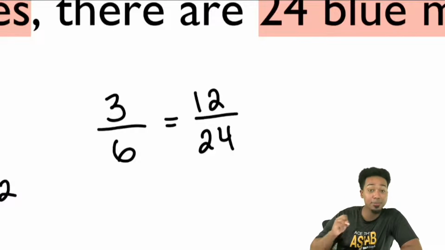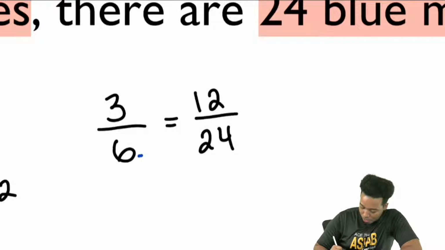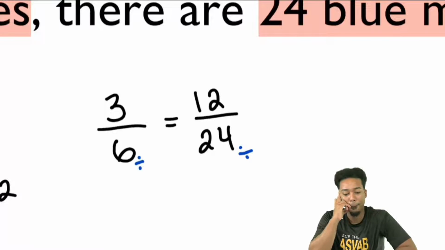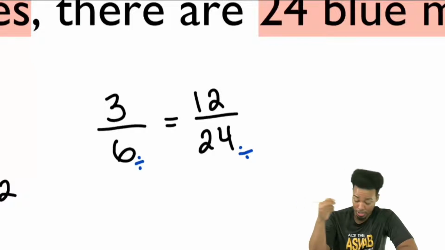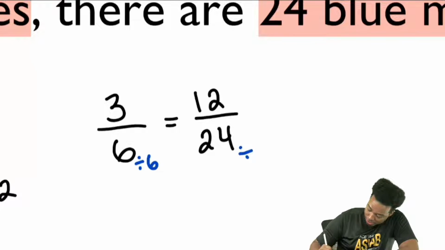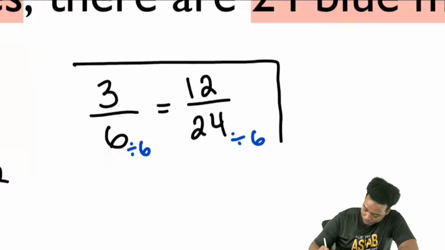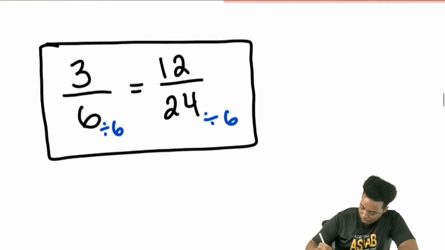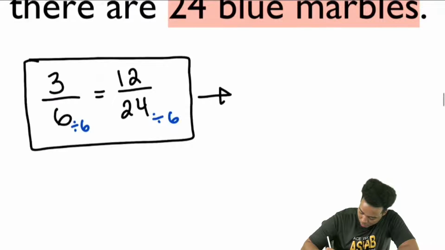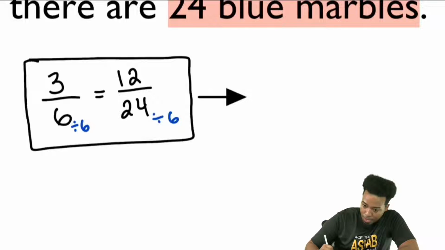I'm going to simplify from left to right. Everybody, what can I divide out of both 6 and 24? Yeah, we can divide 6 out of both of them. If I divide 6 by 6 and 24 by 6, what am I going to receive now? That's going to be 1 and 4.